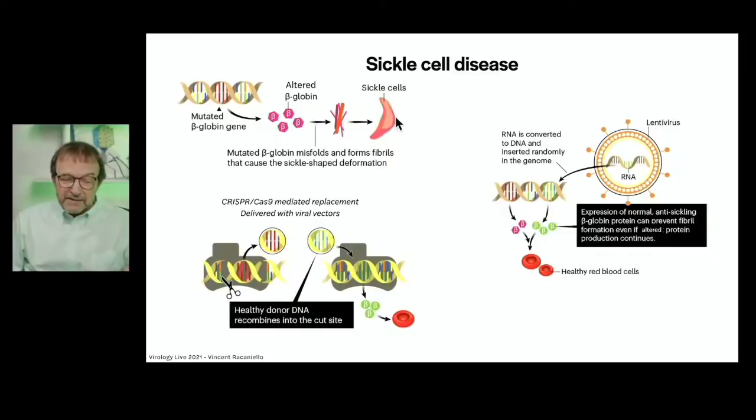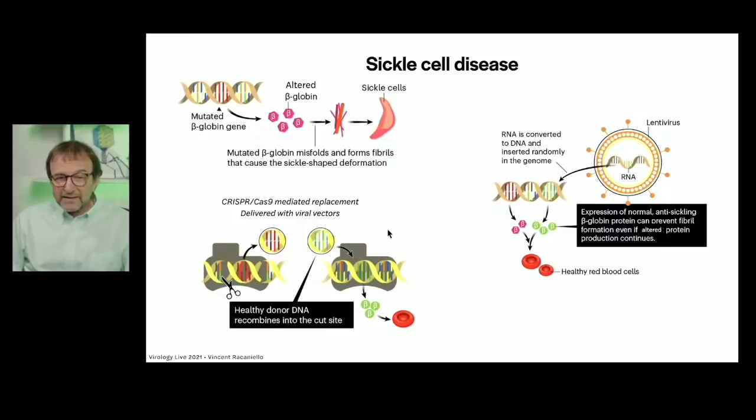So you can deliver a functional copy of the beta globin in a lentivirus vector. You can transduce stem cells, for example, with these. You will have normal beta globin produced, and this has shown promise in clinical trials. A future approach might be to replace the gene with CRISPR-Cas9. So you could cut out the defective version and replace it with a wild-type version of the hemoglobin gene. You can do that with CRISPR-Cas9 delivered using lentiviral vectors into stem cells and achieve the same effect.